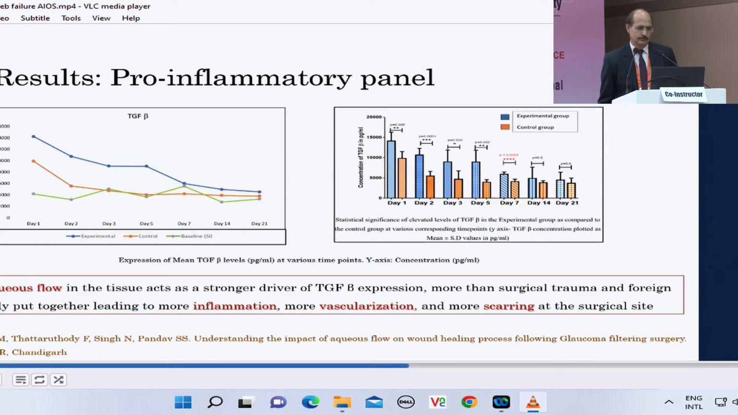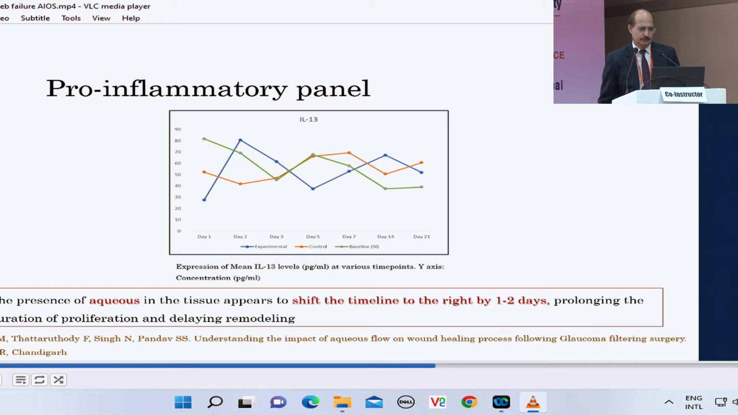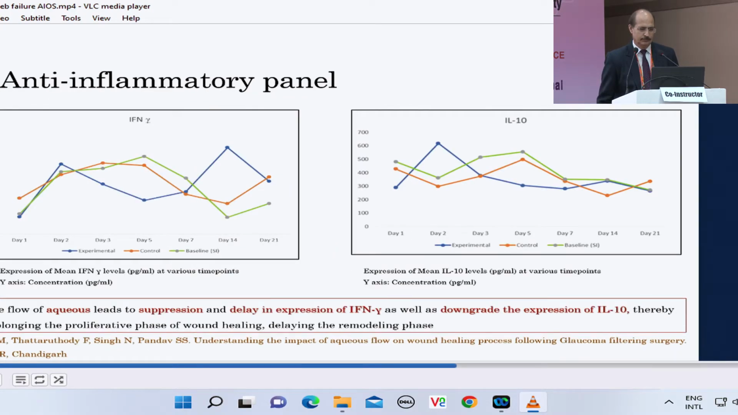It was seen that the aqueous flow in the tissue acts as a strong driver of TGF-beta expression, more than the surgical trauma and the foreign body put together, leading to more inflammation, more vascularization, and more scarring at the surgical site. Similarly, the presence of aqueous in the tissue appears to shift the timeline to the right by 1 to 2 days, prolonging the duration of proliferation and delaying the remodeling. Coming on to the anti-inflammatory markers, the flow of aqueous led to suppression and delay in the expression of interferon gamma, as well as downregulated the expression of interleukin-10, which are the anti-inflammatory markers, thereby prolonging the proliferative phase of wound healing and delaying the remodeling phase.